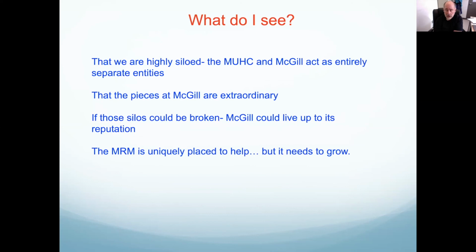So that's what I want to do. This is what I see. And what I've seen for years is that we remain highly siloed. The MUHC and McGill University, to me, sometimes act entirely as separate entities. But if you view them separately, the pieces at McGill are extraordinary. And if we can break those silos, we could really get McGill to live up to its reputation, right? I mean, it's an earned reputation, but I want to maintain and grow that too. And I think the MRM, being so diversely placed everywhere at McGill, is uniquely placed to help, but we need to grow it. So that's what I want to do.